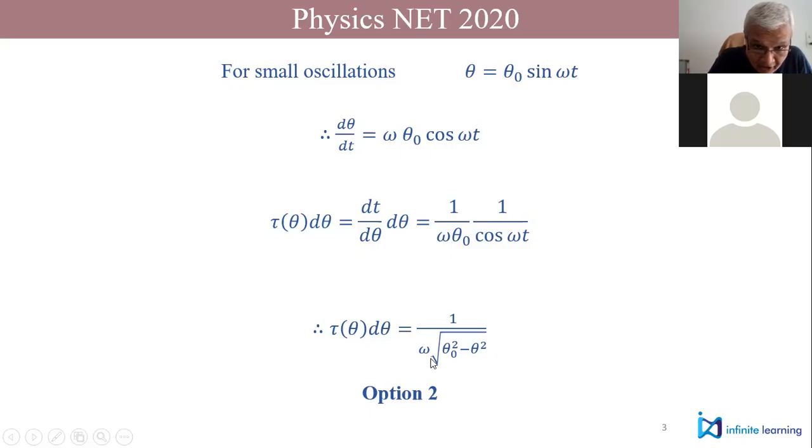So tau theta would be 1 upon omega root theta 0 square minus theta square. See, cos omega t, I can write in terms of theta 0 square minus theta square. See, this is theta 0 cos omega t. Just look at it. Theta is theta 0 sine omega t. So if I want theta 0 cos omega t, I have to do theta 0 square minus theta square. Do you understand what I said?